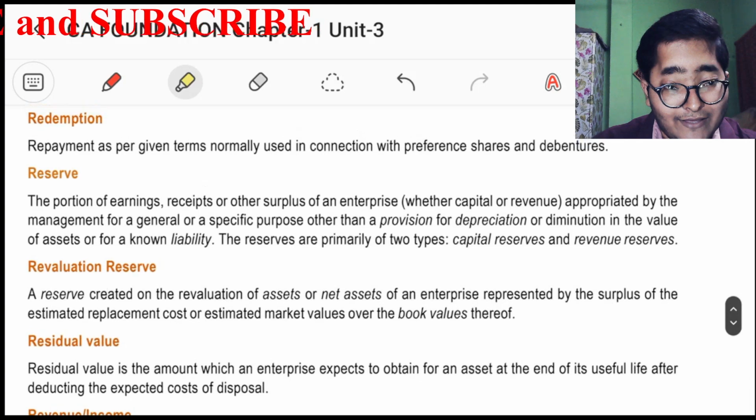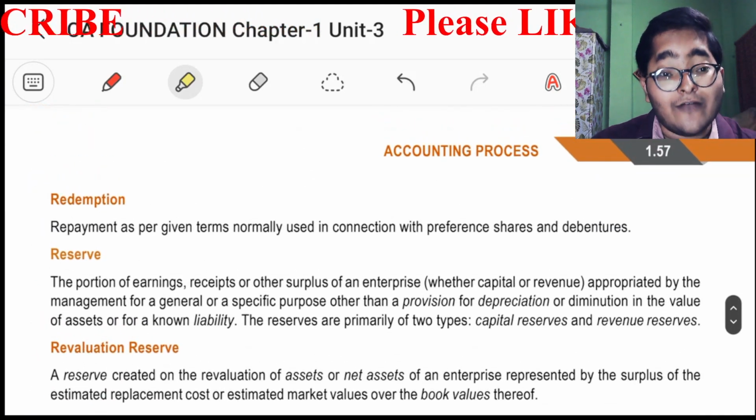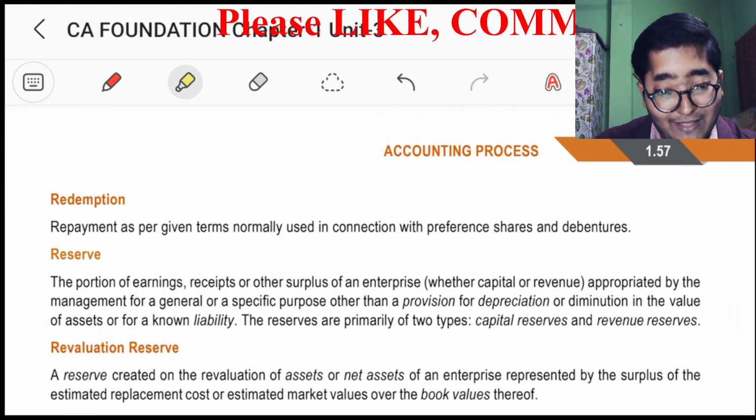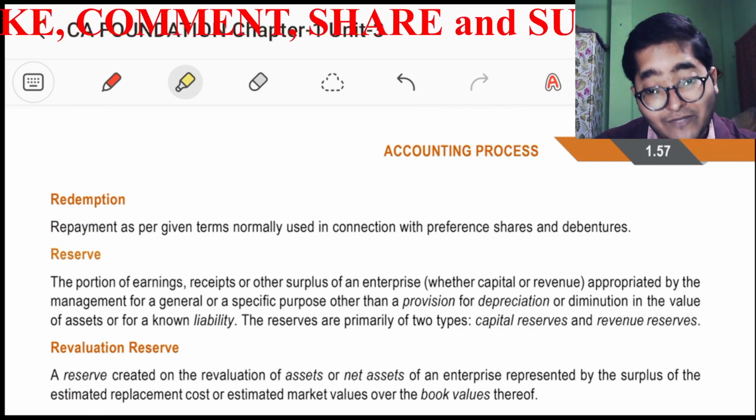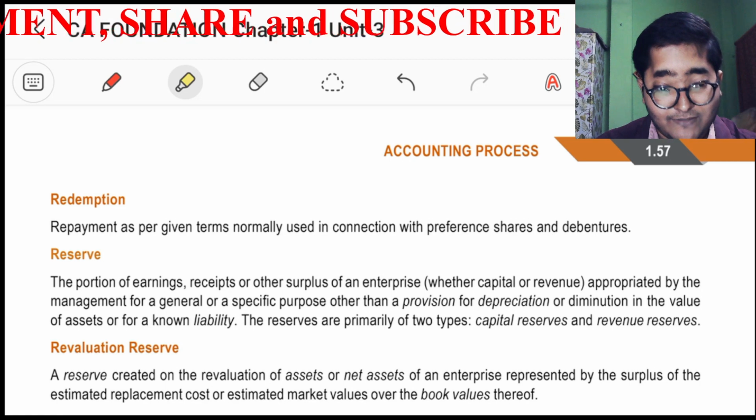Our next topic is redemption. Redemption is the repayment as per given terms, normally used in connection with preference shares and debentures.